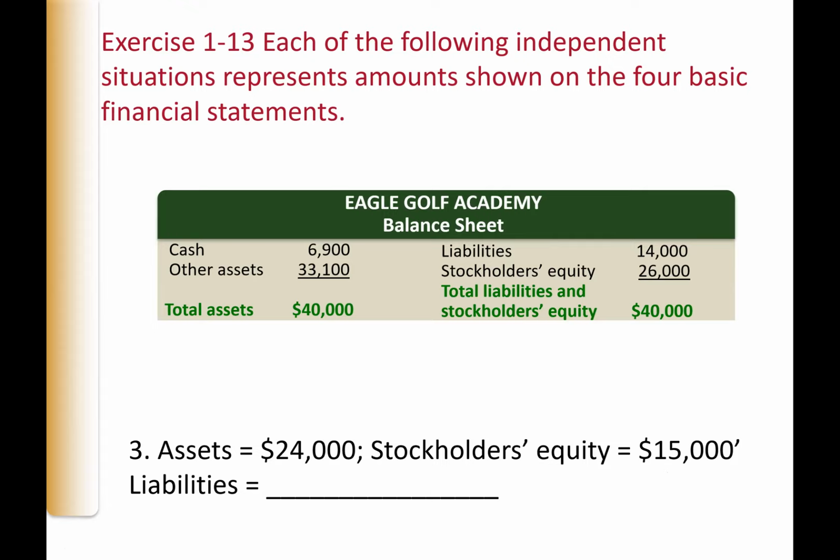If assets equal 24,000, stockholders' equity equals 15, what do the liabilities have to equal? They have to equal 9, don't they? Because assets will always equal liabilities plus stockholders' equity.